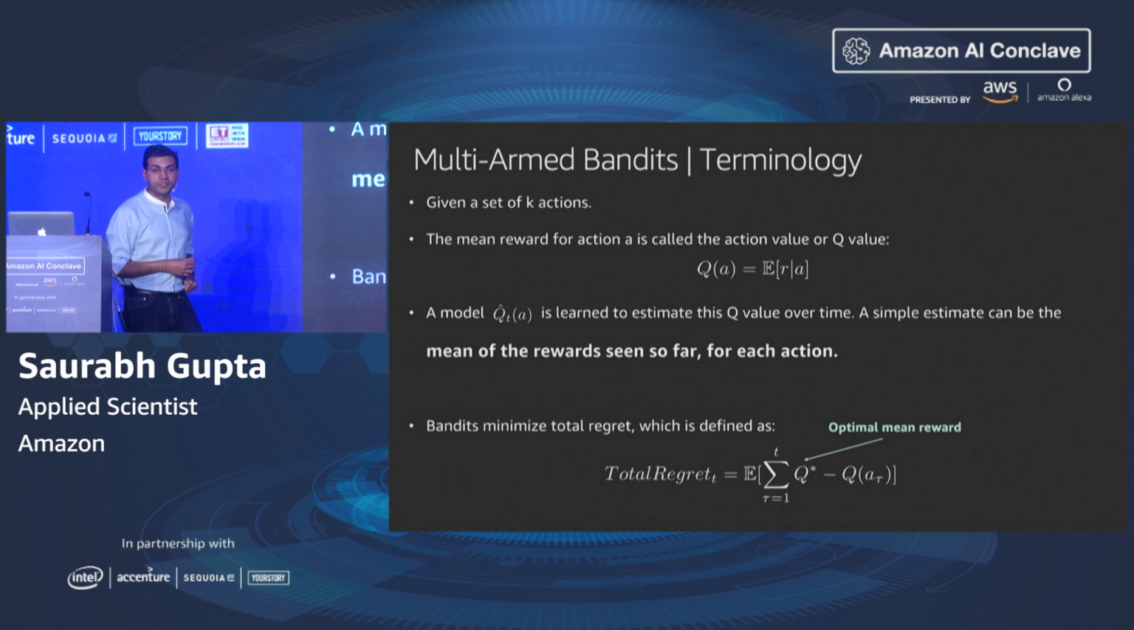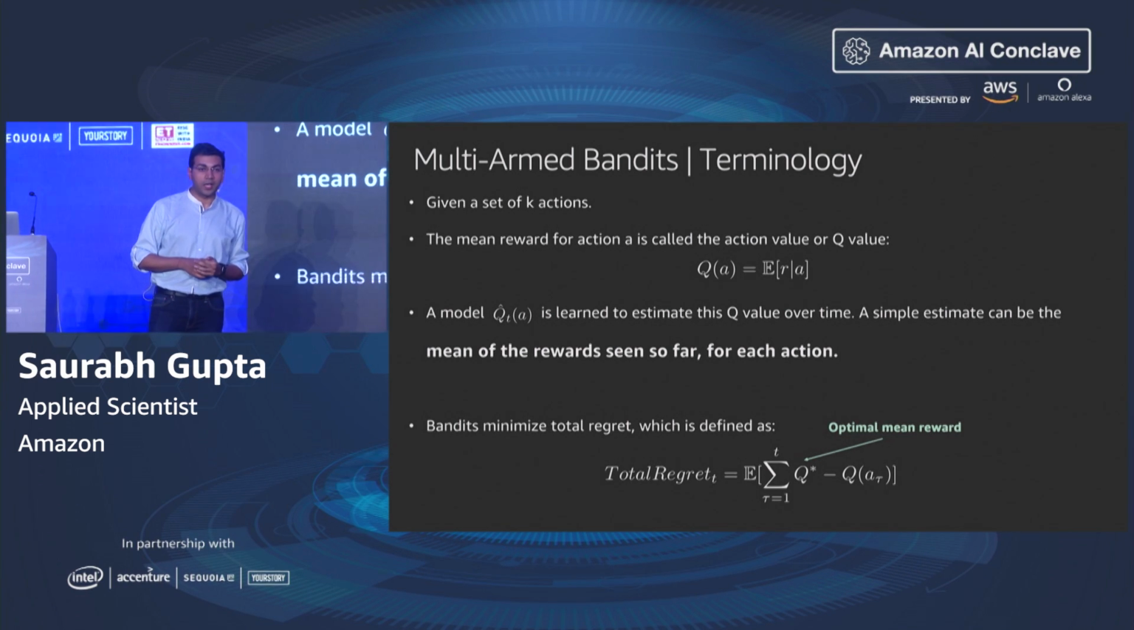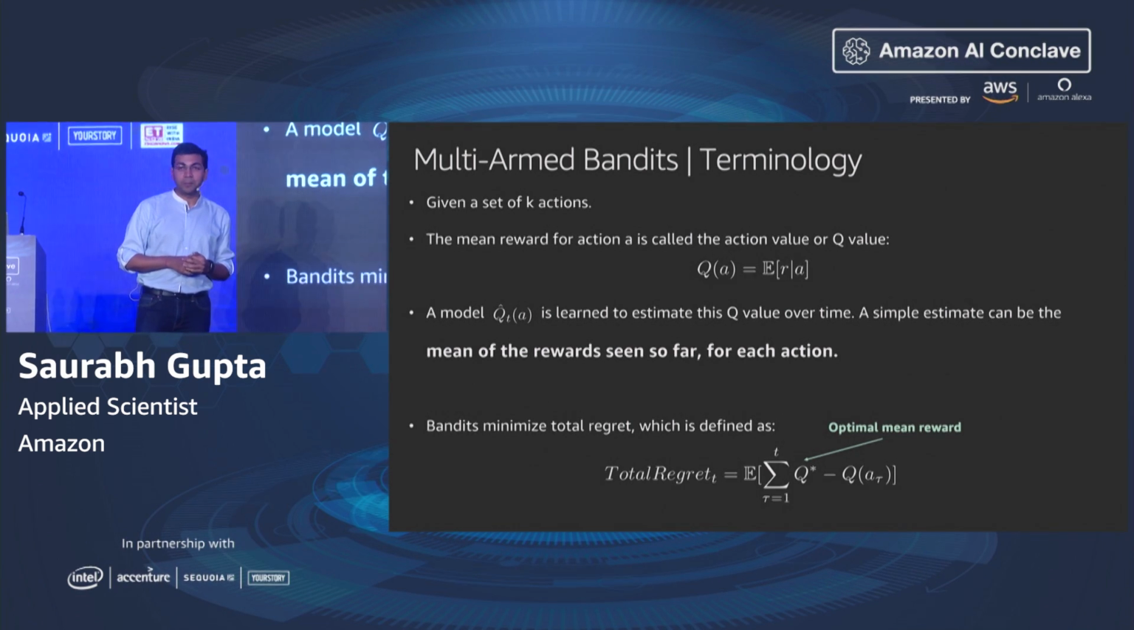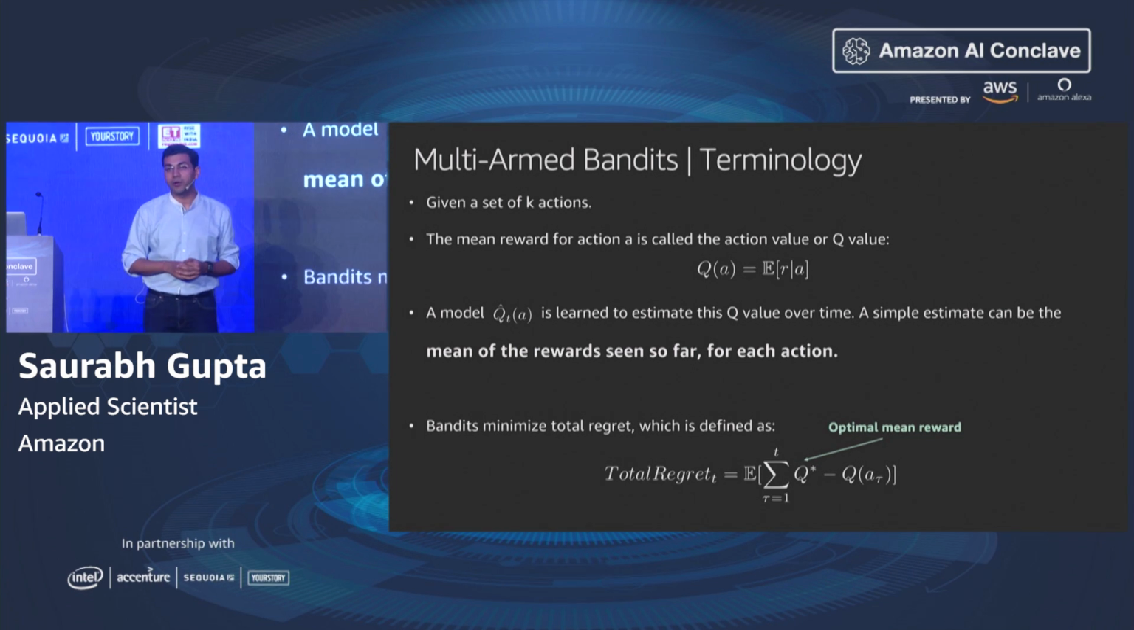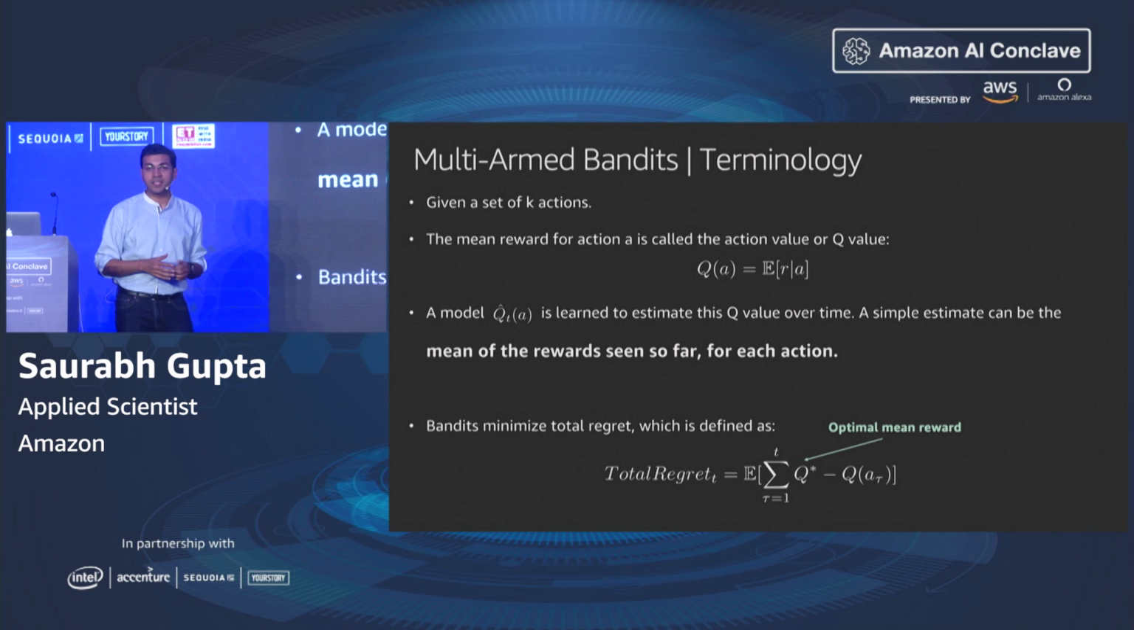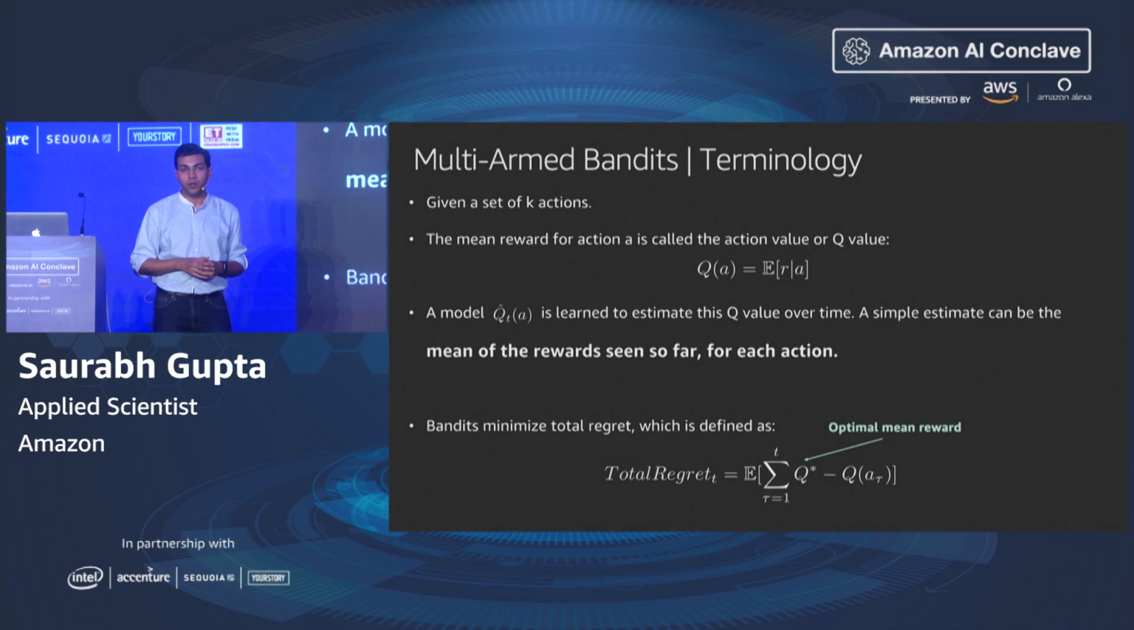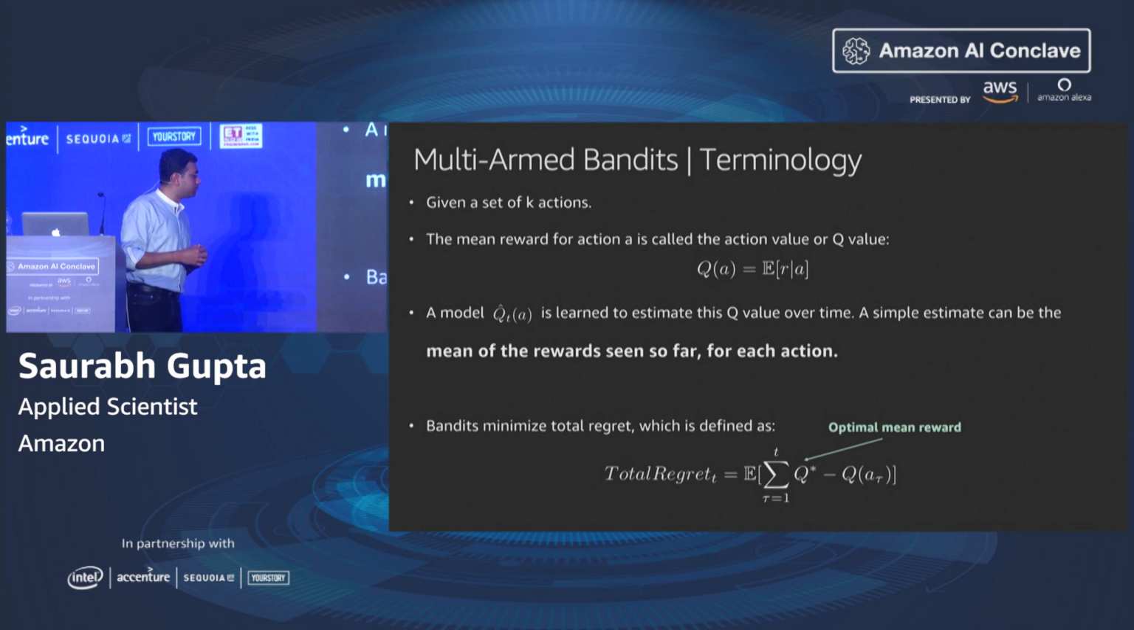The bandit doesn't know this true Q value. It has to estimate that over time. How can it do it? The simplest estimate is to maintain a mean of the rewards that the bandit sees so far for all the actions. Let's say that the bandit executed action 1 five times. It got 5 rewards. So the Q estimate for action 1 is basically just the mean of those 5 rewards till time step t equal to 5.